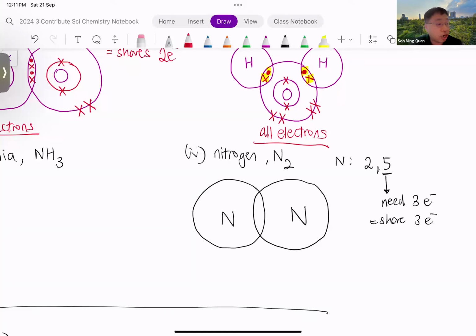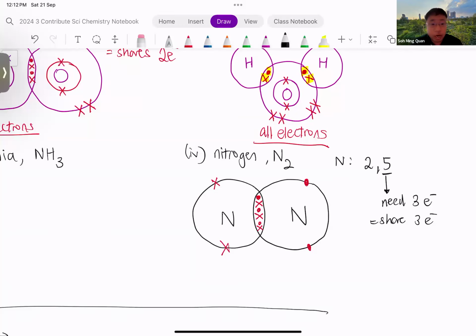All right? So what does sharing 3 electrons look like? Dot, cross, dot, cross, dot, cross. This is sharing 3. All right? 3 pairs of dots and crosses, a total of 6 in the middle. So now that there are 6 in the middle, you know you need 2 more. Okay? So this is how we draw the nitrogen molecule, N2.